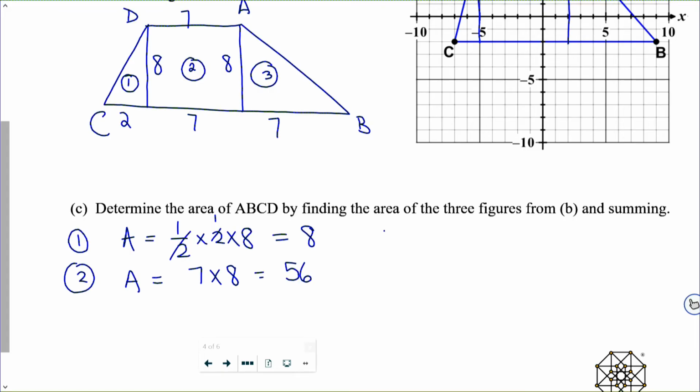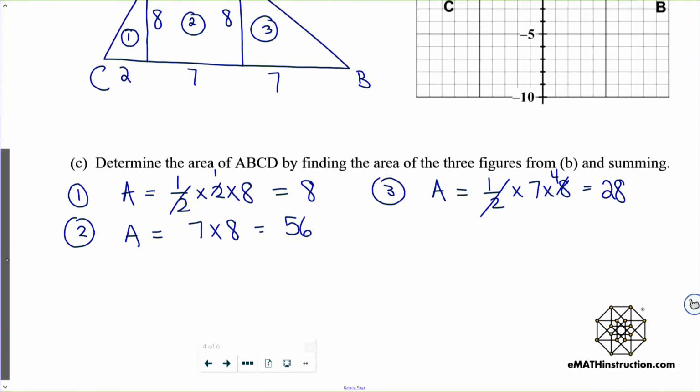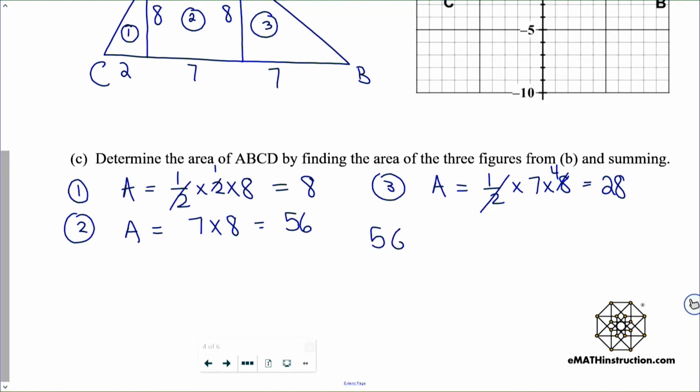And finally, let me put maybe 3 over here so you can see it. There, the area is going to be 1/2 times 7 times 8. Maybe do 1/2 times 8 and get 4. 7 times 4 is 28. So now I simply have to add 56 and 28. I'll get the 8 in there in a second. That'll give me 84, and I'll take my 84 and add 8 and get an area of 92.